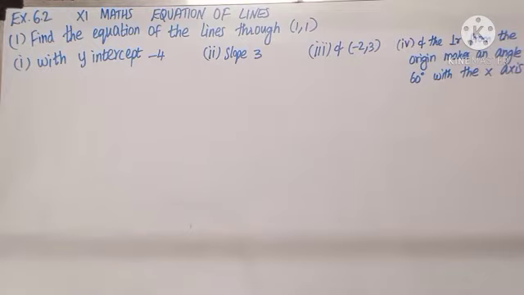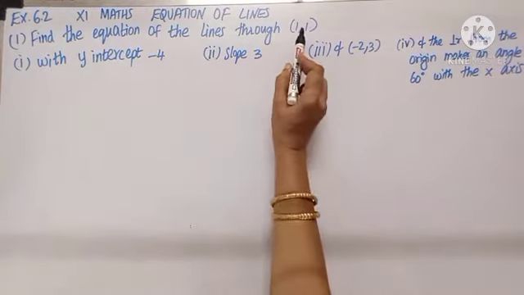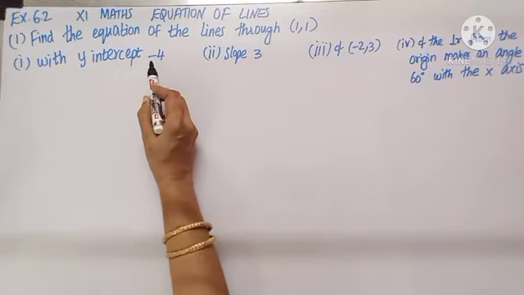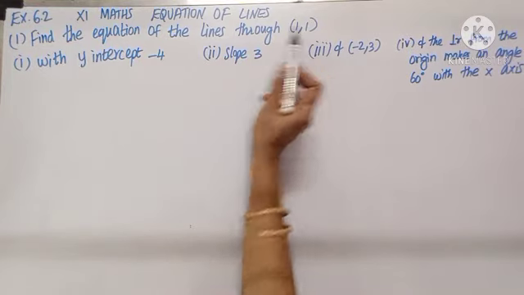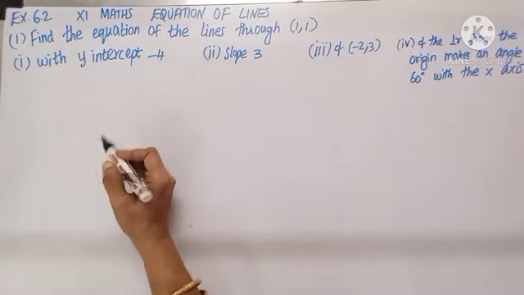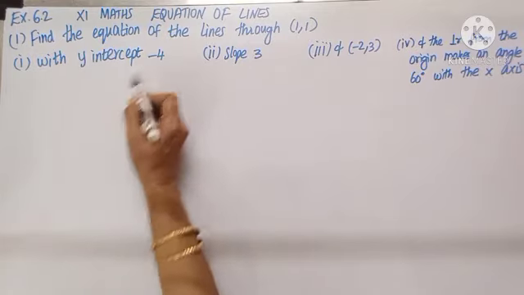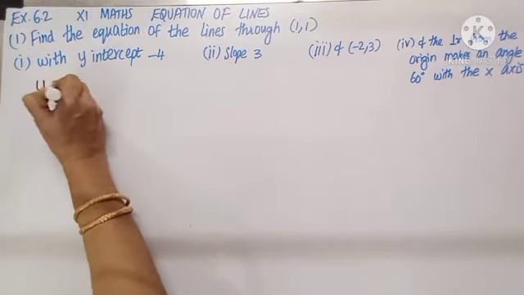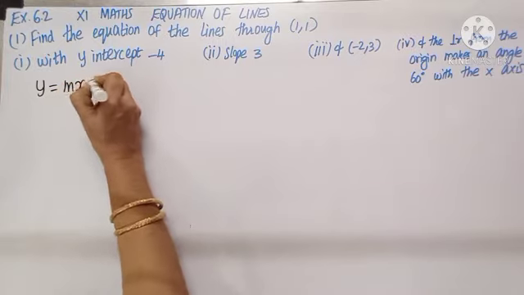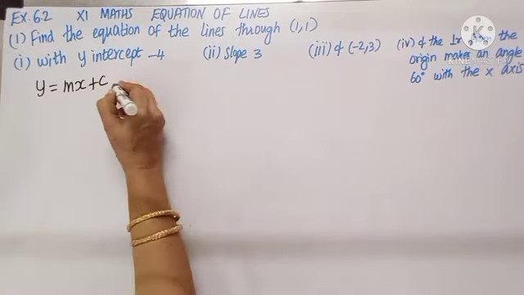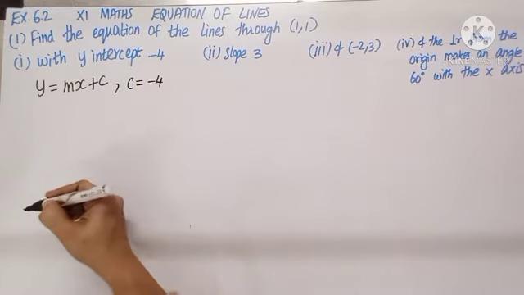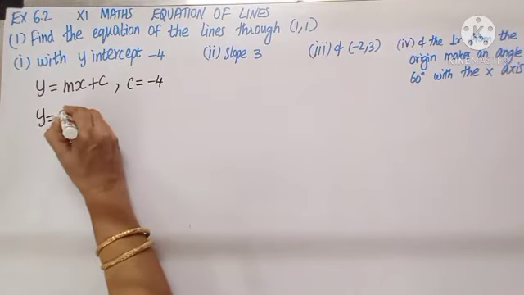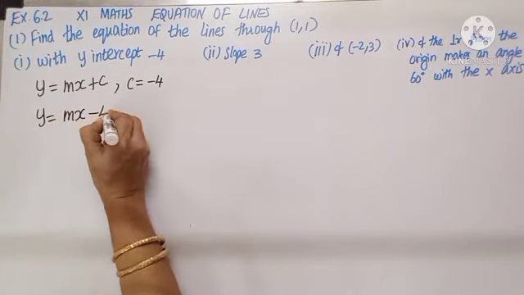Exercise 6.2, question number 1. Find the equation of the lines through (1, 1) with y-intercept minus 4. Whenever we are given y-intercept, we must remember the formula y equals mx plus c, where c equals minus 4. As we substitute, y equals mx minus 4.